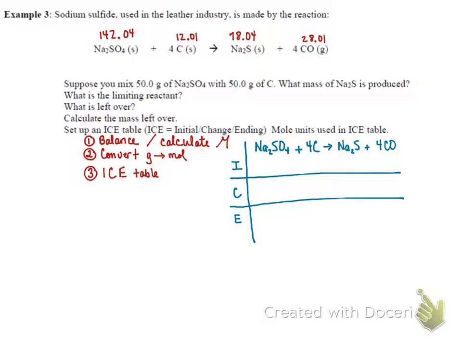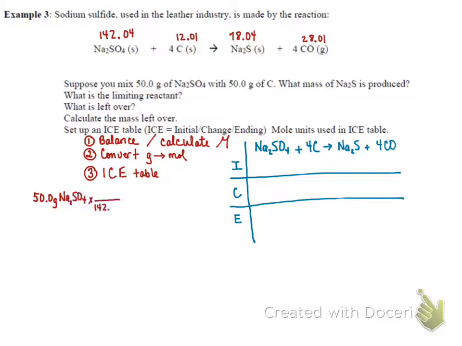So an ICE table is this sort of grid table. Across the top, we write out the reaction, spaced out a little bit to give ourselves some room, and then along the left-hand side, we write the letters I, C, and E, and separate them out so it makes it easier to keep organized. I is the initial moles, C is the change in moles, and E is the ending moles.